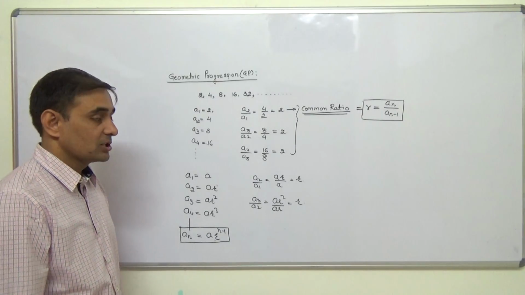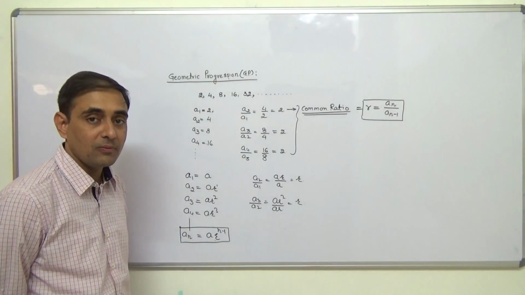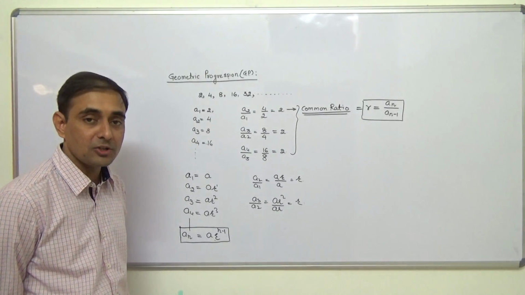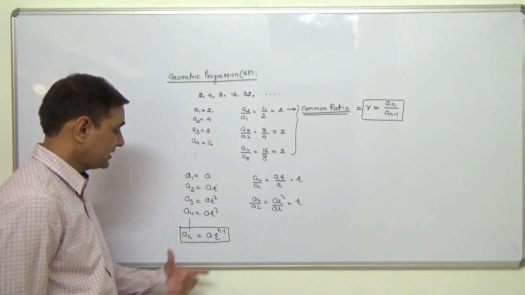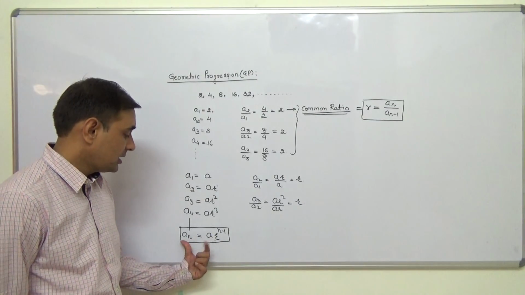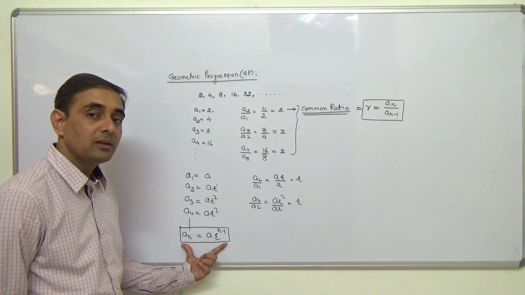So geometric progression is a sequence in which ratio of consecutive terms is constant and nth term of GP an is a into r to the power n minus 1, right.